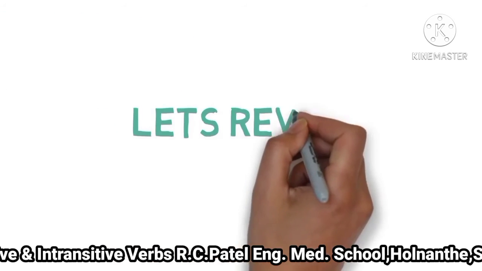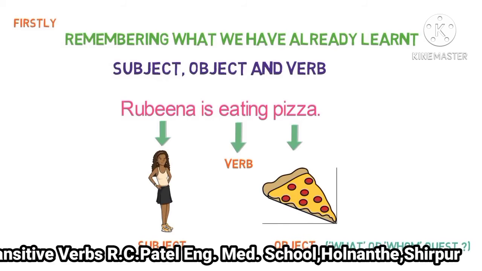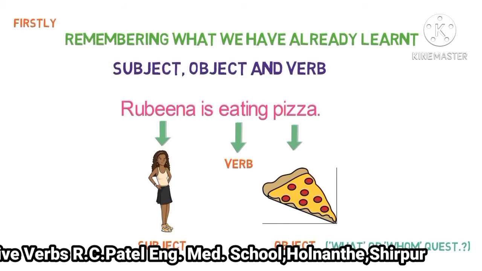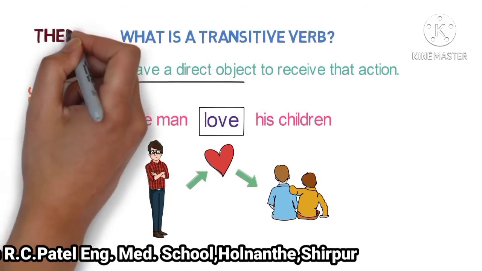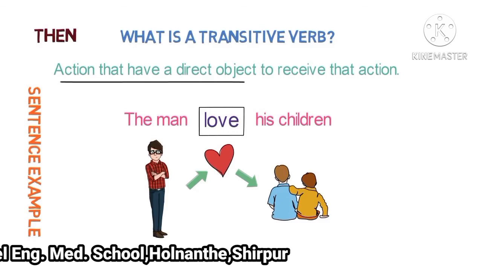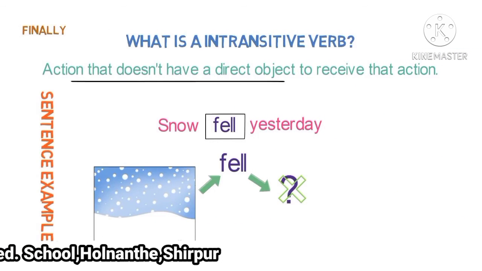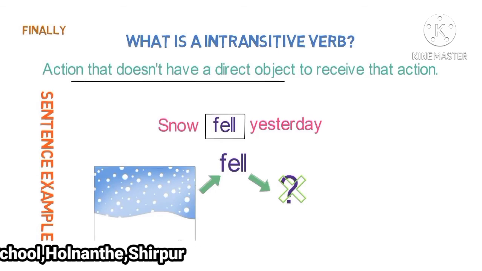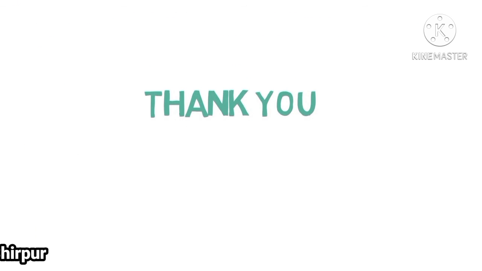Now we will revise what we learned in this video. Firstly, we saw subject, object and verb with the help of an example. Then what is a transitive verb? An action that has a direct object to receive an action. Finally, we saw intransitive verb, an action that doesn't have a direct object, with the help of examples. So it is all about transitive and intransitive verbs.